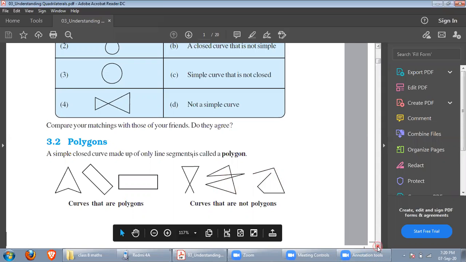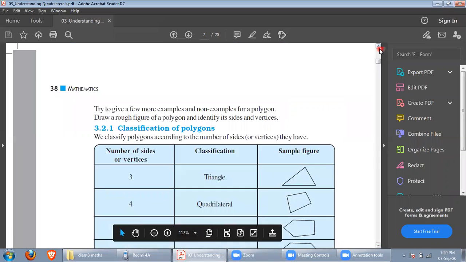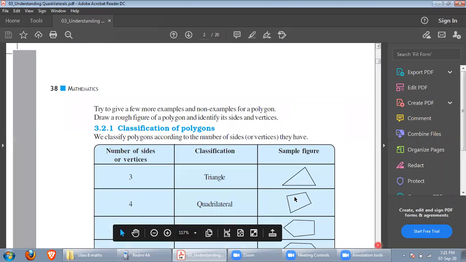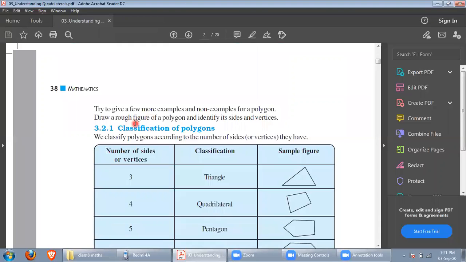Following? Everybody? Please respond quickly. Okay, try to give a few more examples and non-examples for a polygon. Okay, as a homework, draw a rough figure of a polygon and identify its sides and vertices.